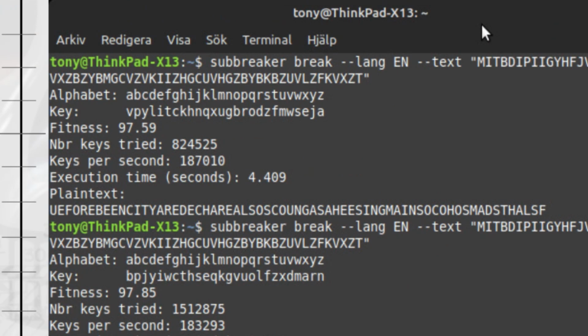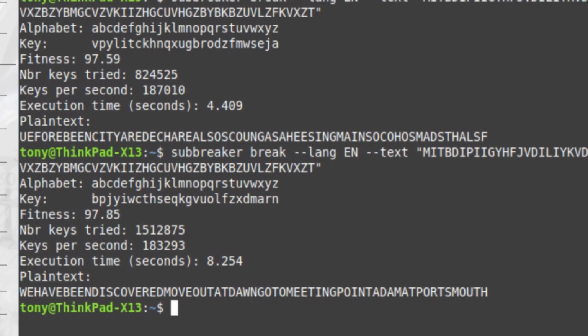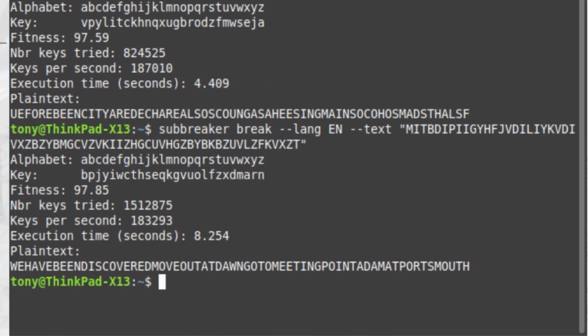So I ran it a second time. This time it took 8.2 seconds to complete, and arrived at a higher fitness score of 97.85. So you can see that the score is higher than it was in the first run. It tried also a larger number of keys, and now it arrived at the correct explanation, which is the actual message that was encrypted. So it broke the cipher and gave me the correct plain text. We have been discovered, move out at dawn, go to meeting point Adam at Portsmouth.